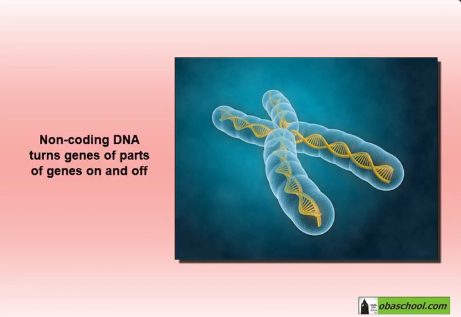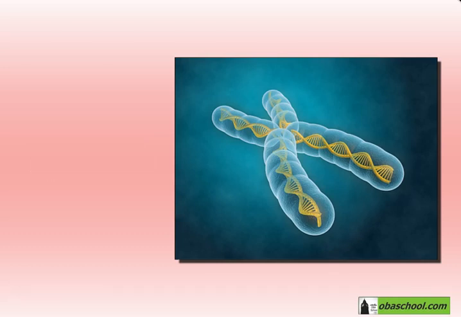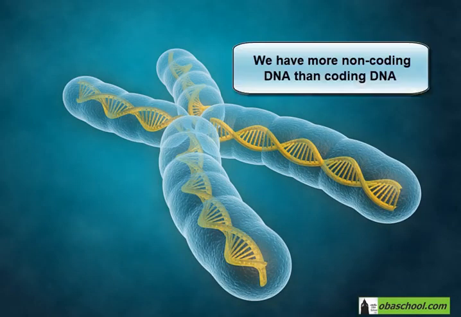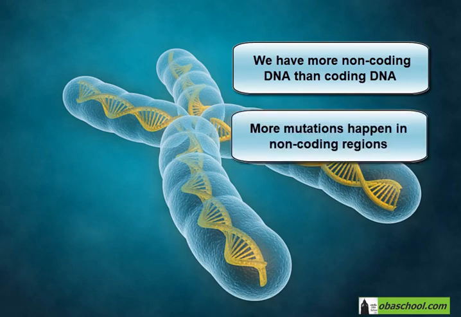We talked about mutations in coding DNA, and we said how it can affect or not even affect the phenotype, the final protein that's going to be expressed. But that doesn't mean that mutations don't happen in the non-coding DNA. Mutations do happen in non-coding DNA. And actually, since most of our DNA is non-coding, we have more non-coding regions than coding regions, then mutations are more likely to even happen in non-coding regions.